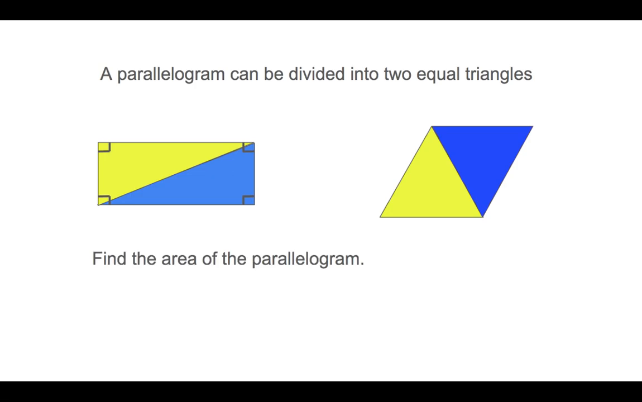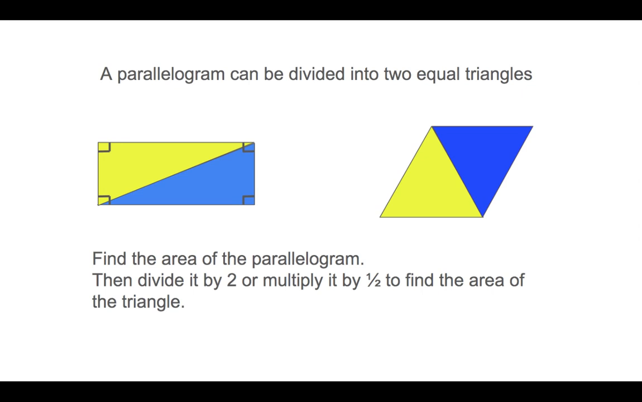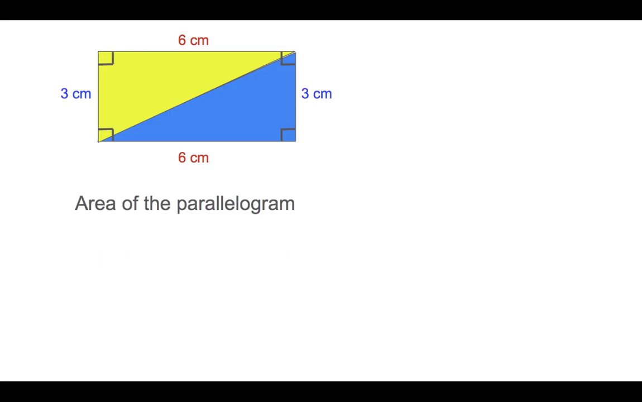So what we're going to do is find the area of the parallelogram first. If you'd like to review how to find the area of a parallelogram, please use my QR code. Then we're going to divide it by 2 or multiply it by 1/2 to find the area of the triangle, since it takes 2 triangles to make a parallelogram. So here's my parallelogram, and the length is 6 and the height is 3.